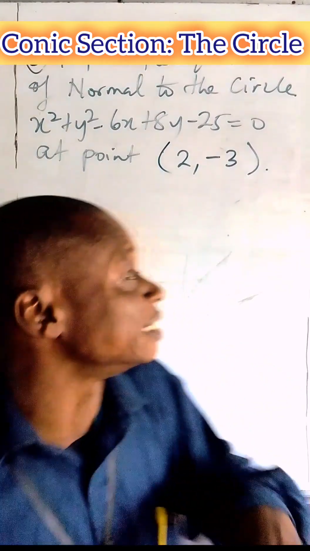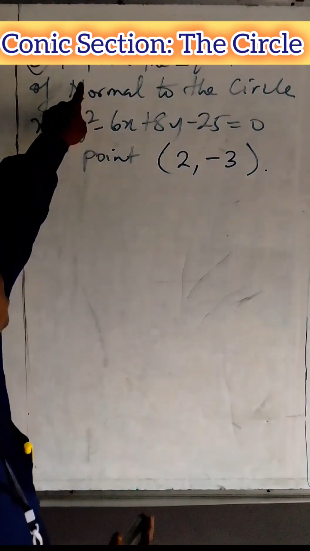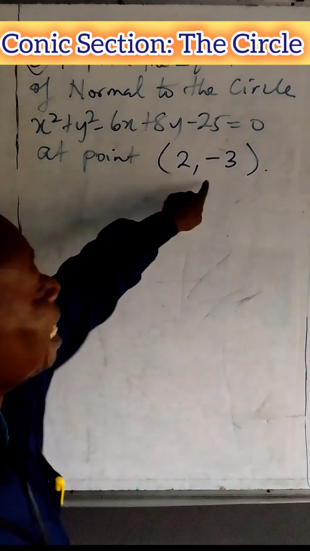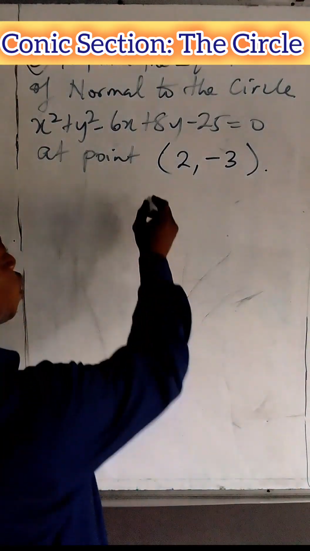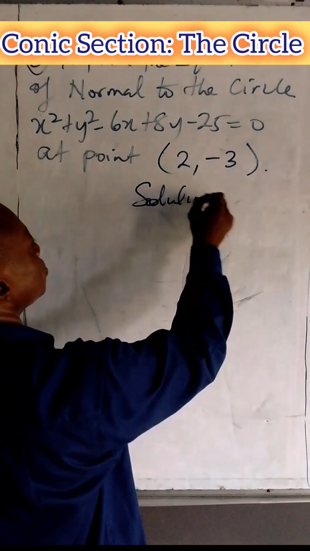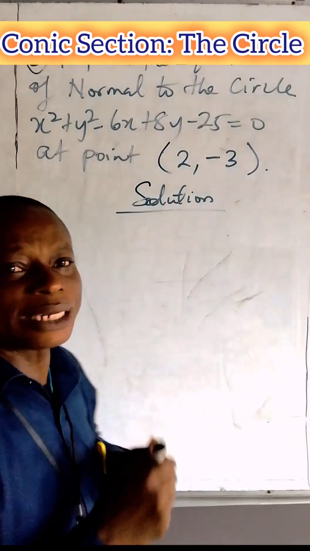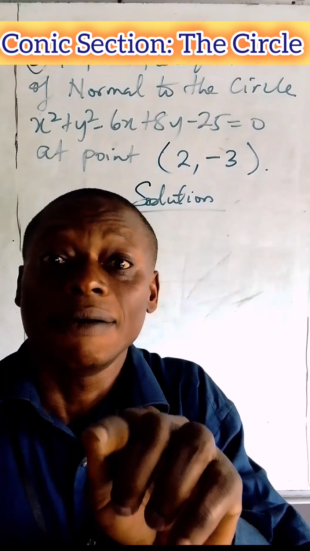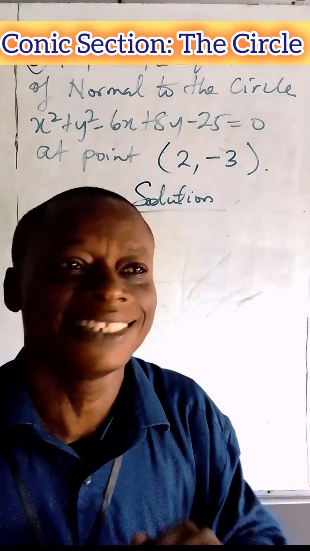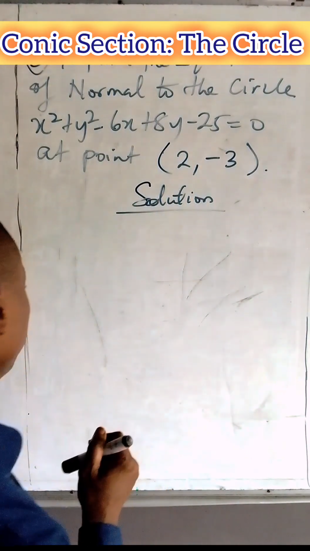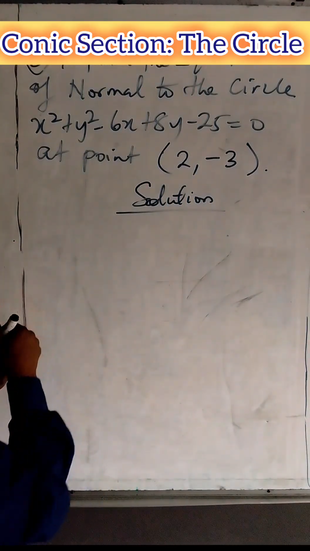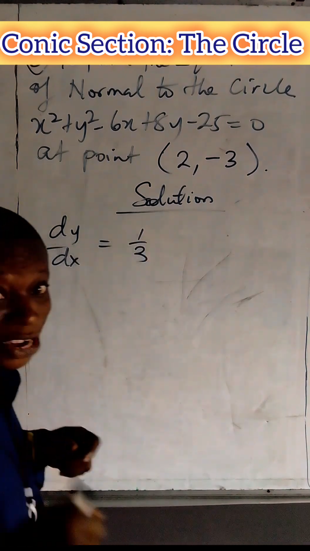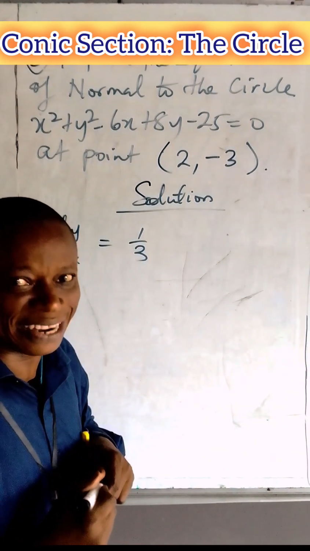This time around, the C part of the question has it that we need to find the equation of the normal to that same circle, but at this point. We got the tangential value of the gradient for the second question. The tangential value of the gradient gave us dy dx equals 1 over 3. If you can recall, you got 1 over 3 as the tangential gradient.